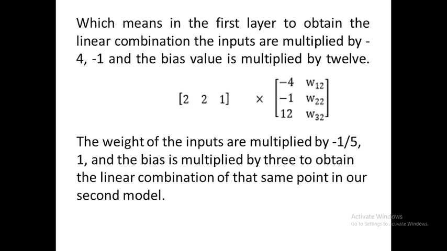The inputs taken are 2, 2, 1, and then from the linear equation the values minus 4, minus 1, plus 12 are substituted for W11, W21, W31. Instead of that, minus 4, minus 1, 12 was substituted. The weights of the inputs are multiplied by minus 1 by 5, that is minus 0.5, comma, 1, and the bias is multiplied by 3 to obtain the linear combination of that same point in our second model.